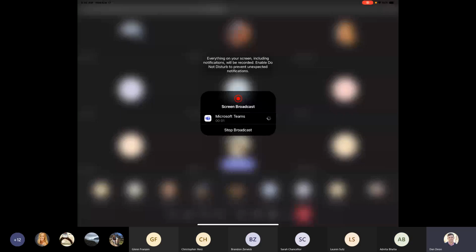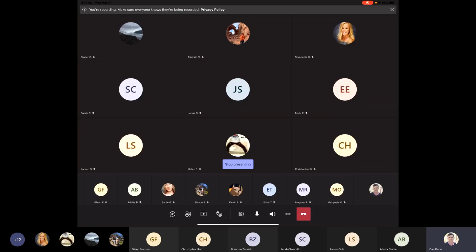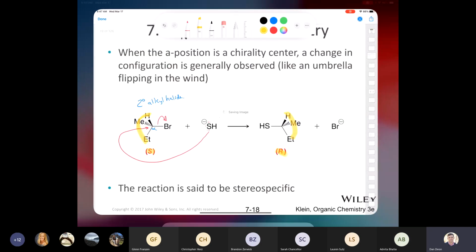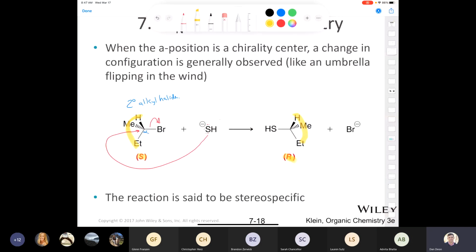Give me a thumbs up if you follow me on the concept. Not the easiest thing for me to explain because I don't have a model kit that you can bend the bonds or anything like that, but it's just the idea of the flipping of the stereocenter.